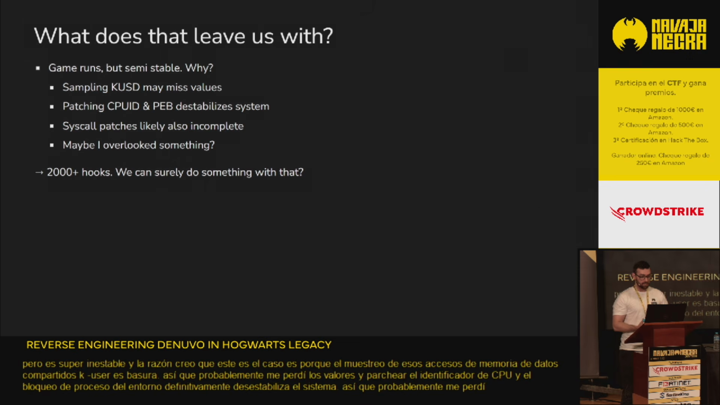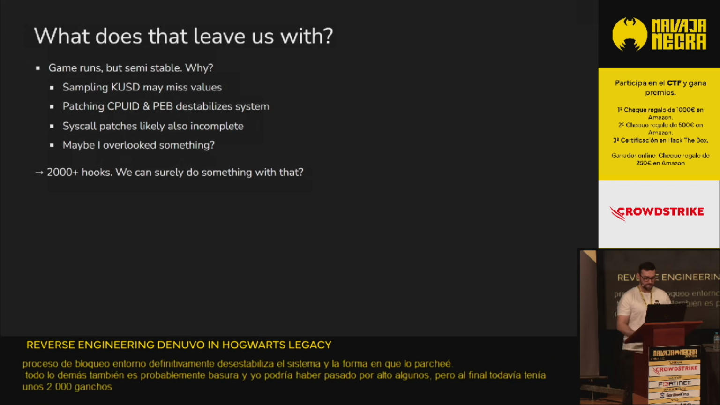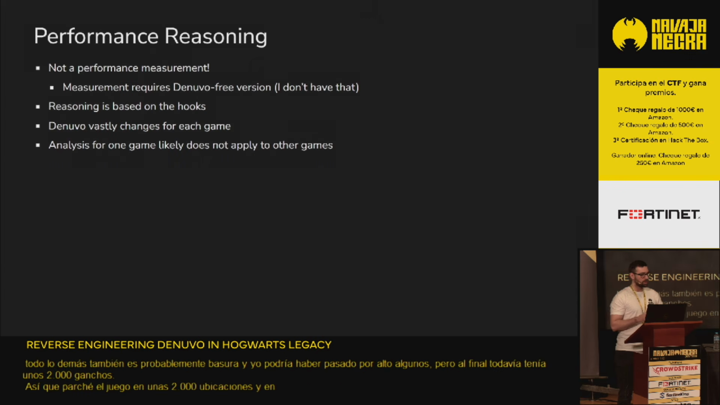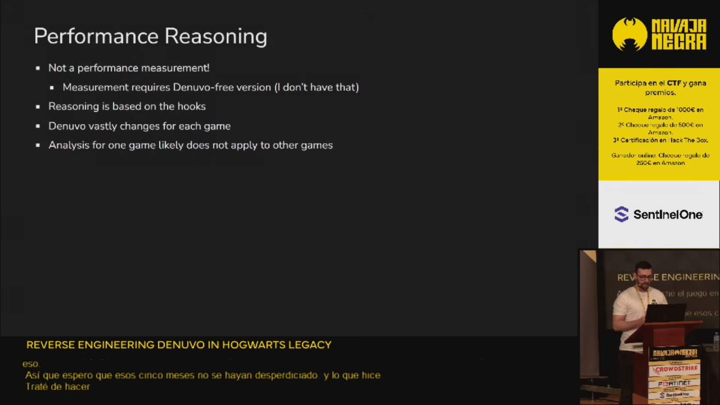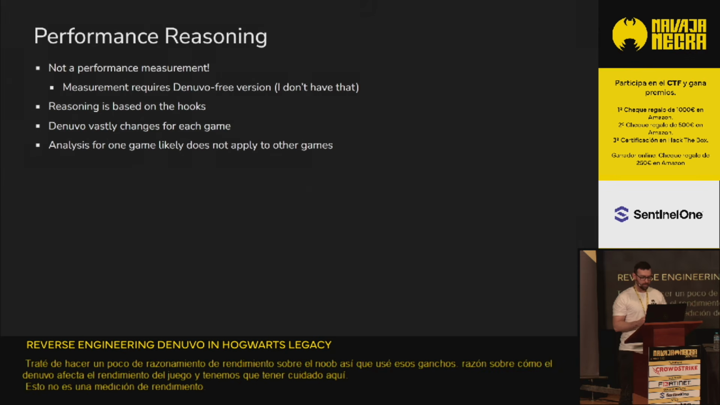But in the end, I still had about 2,000 hooks, so I patched the game at about 2,000 locations. And at that point, I thought to myself, I can surely do something with that. So I hope that those 5 months were not wasted. And so what I did, I tried to do some performance reasoning about Denuvo. So I used those hooks to reason about how Denuvo affects the performance of the game. And we have to be careful here. This is not a performance measurement. I cannot do a measurement because I don't have a version of the game that is not protected by Denuvo. So I try to reason about the behavior based on the hooks that I installed in the game.